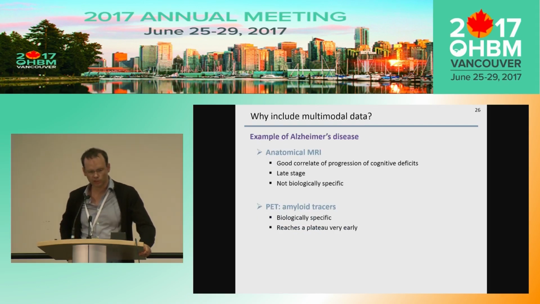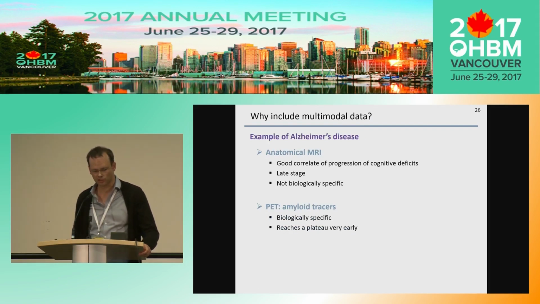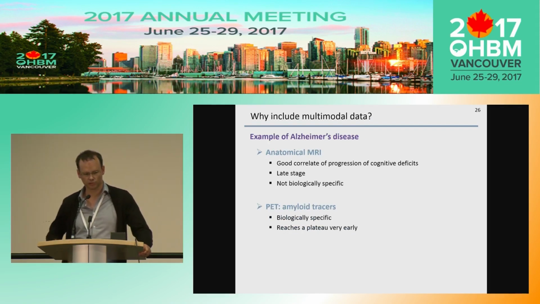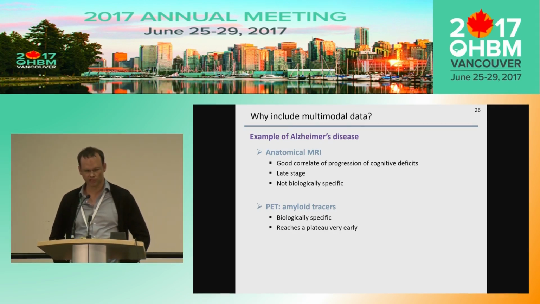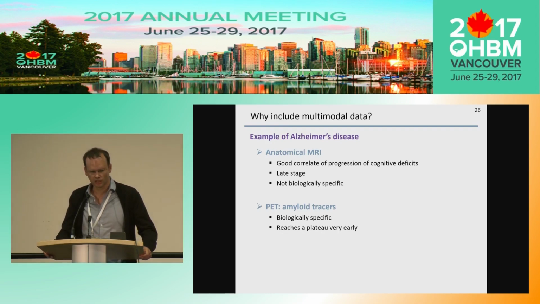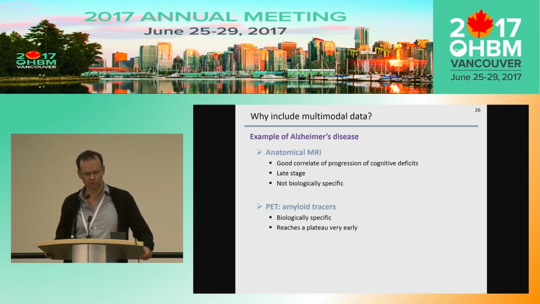So the natural idea, since anatomical MRI is not a very good predictor of future progression, is to include multimodal data. So why do we want to do that? In Alzheimer's disease, it's, for example, relatively natural because these modalities convey different types of information. Anatomical MRI is a relatively good correlate of the progression of cognitive deficits, but it's a late stage. It doesn't anticipate that much on the deficits. And also, it's not biologically specific. So it doesn't tell you anything about the underlying molecular pathology of the disease.